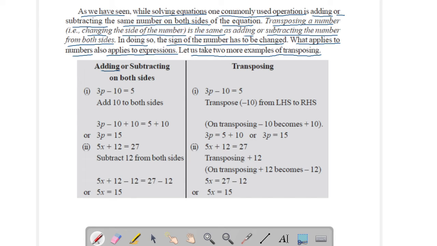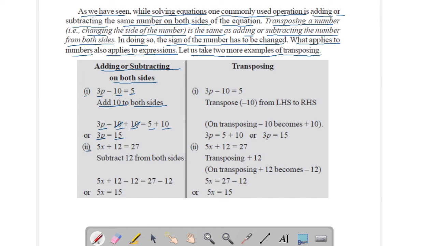See here, adding or subtracting on both sides. Say first example, it is 3p minus 10 equal to 5. Here add 10 to both sides. What will you get? 3p minus 10 plus 10 equal to 5 plus 10. And if you solve it, minus 10 and plus 10 will be cancelled. What is left? 3p equal to 5 plus 10, that is 15. So 3p equal to 15.